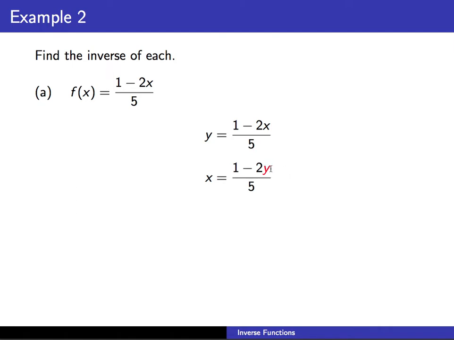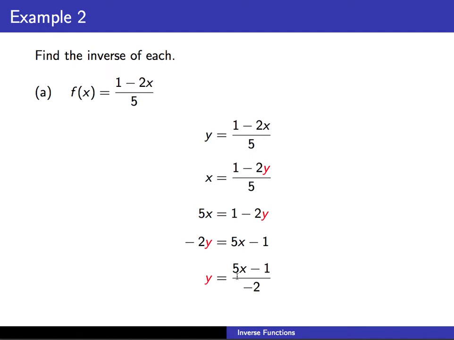So I'm going to make this in red, so I remember that I'm trying to get this red y by itself. First, multiply both sides by 5 to get rid of the fraction. We'll get 5x equals 1 minus 2y. Then we can subtract the 1 from both sides. We'll get negative 2y equals 5x minus 1. So subtracting 1 from 5x, and I just switched them around. You don't have to switch them around. And then finally, divide everything on both sides by -2.